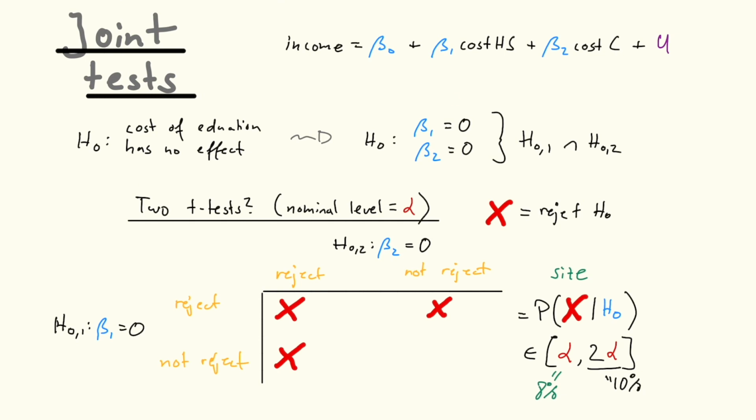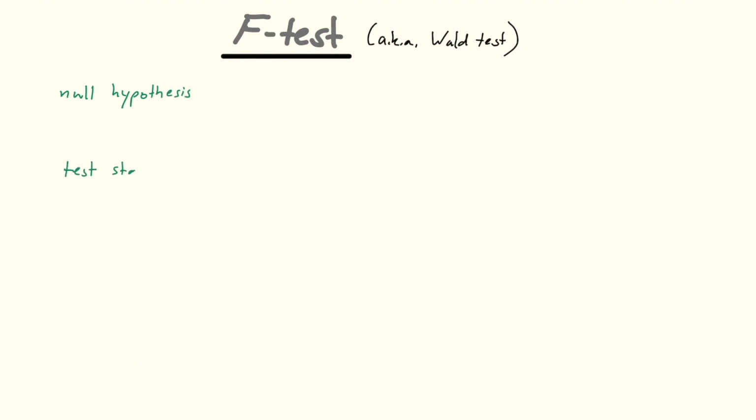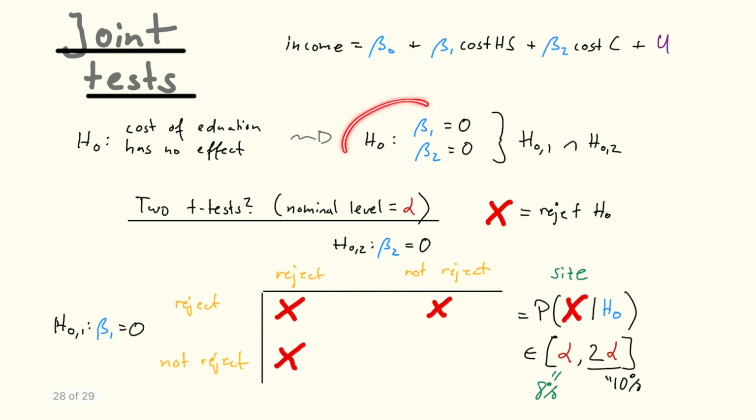An efficient way to test our joint hypothesis is to use an F-test. The F-test is also known as a Wald test. To explain what an F-test is, we have to specify its null hypothesis, its test statistic, and its decision rule. We'll see shortly that we can use the F-test to test a rich set of different null hypotheses. For now, we focus on our example hypothesis.